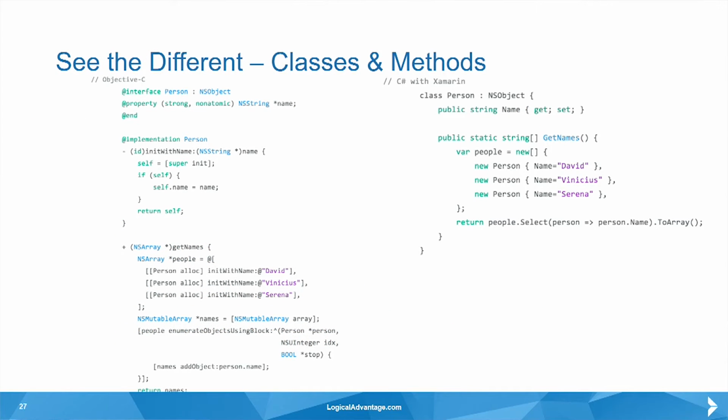And here's another example of how you can really simplify your code. So the left is Objective-C, which you'd write for the iPhone. And on the right, we've got a snippet in C# with Xamarin. They're taking advantage of object initialization syntax for declaring the people. And just with one line of code, they're able to select the name from all those people and put that in an array. So you can write beautiful and maintainable code.